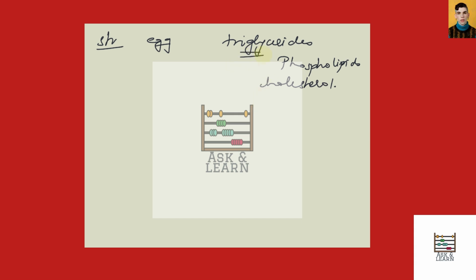Triglycerides consist of glycerol backbone with 3 fatty acid chains attached, while phospholipids have a glycerol backbone with 2 fatty acid chains and a phosphate group. Cholesterol is a sterol with 4 ring structure and a hydroxyl group.